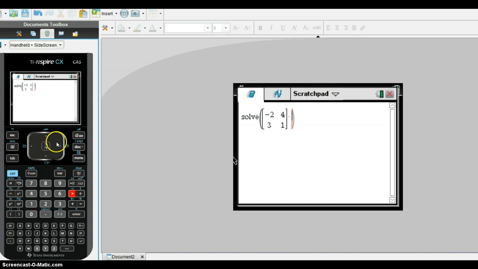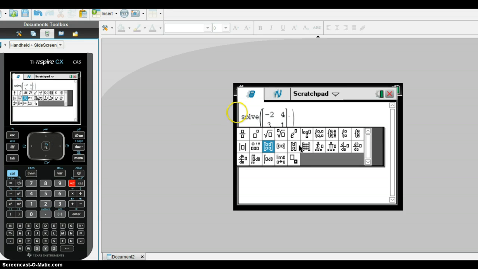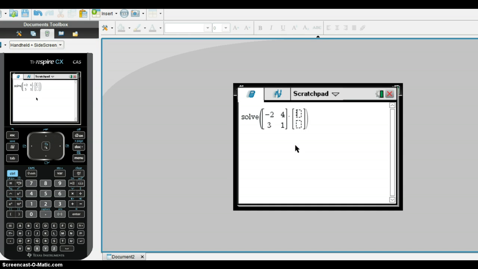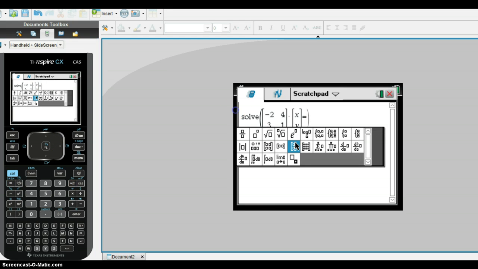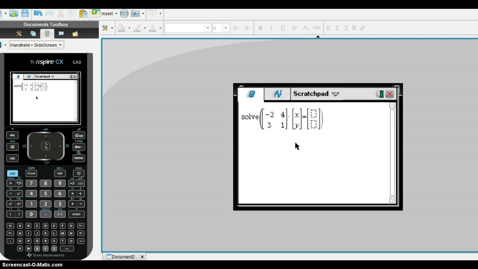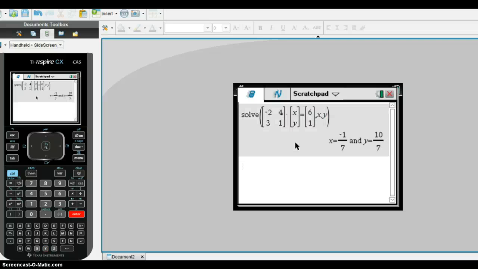So I need a little 2 by 1. That one there. And in there is going x and y. Tab out of that. Equals another 2 by 1. And we've got 6, 1 over the other side. Tab out of that, hit comma, x, comma, y, because we want it to solve for x and y. That should do it. I hit enter. X equals -1/7 and y equals 10/7. So in an instant we get the solution.